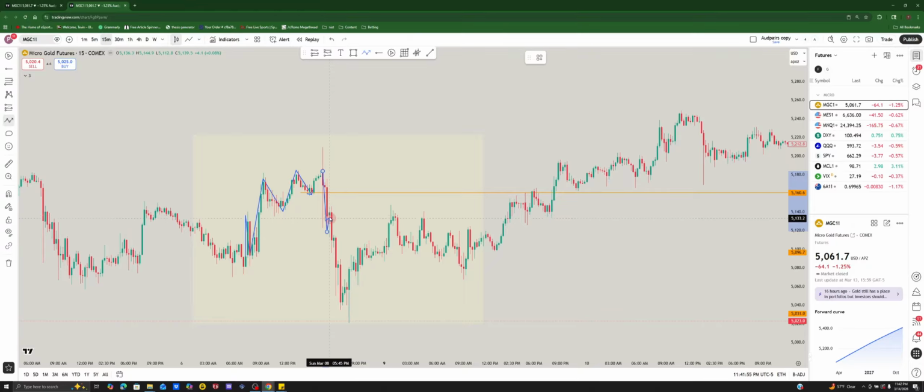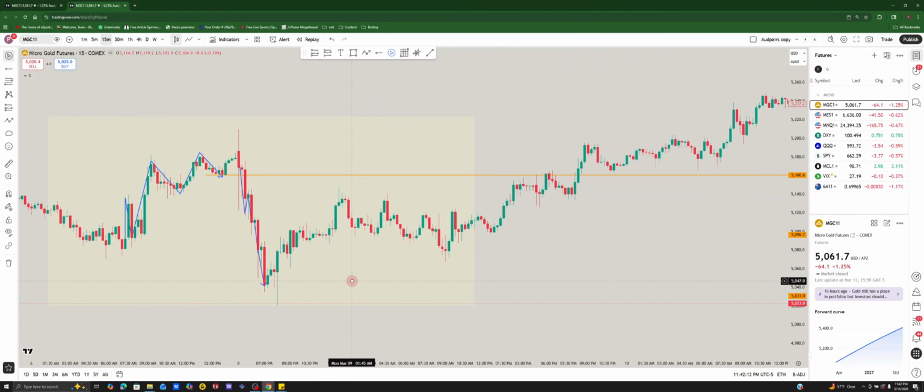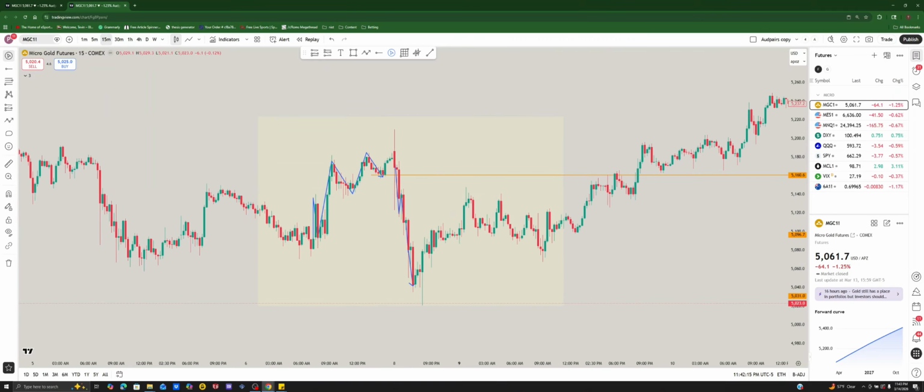made a new low, tried to retest this level up here. We did not make it. This is a lower high, lower low, lower high, lower low, lower high, lower low. As you can see, we went from an uptrend to a downtrend. That's how you spot a reversal, and it's the same way for spotting a downtrend reversal.